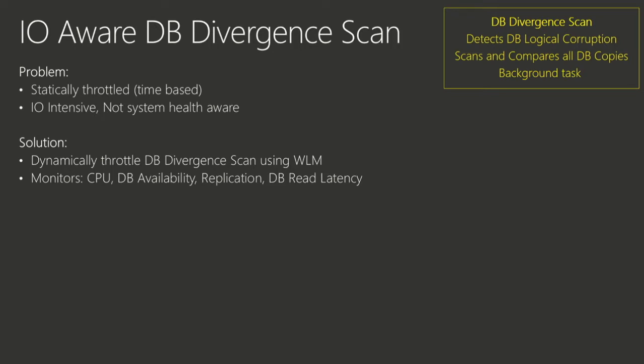Before, this was statically throttled. What it means is that we let it go for a period of time, and then we stop, and then we let it go again. As you can imagine, this is I/O intensive because it's looking at all copies, right? And it's not system health aware. So what is our solution? Well, we have WLM again. We are going to hook this up to WLM so that we can dynamically throttle when we can do DB scan.